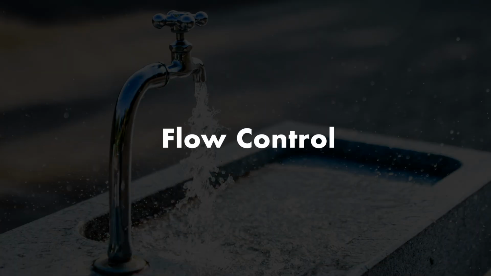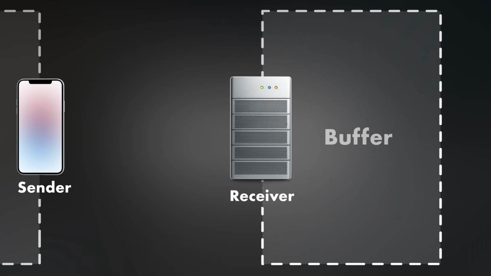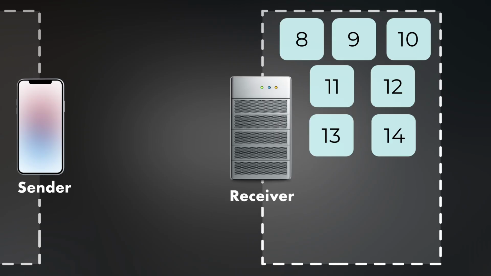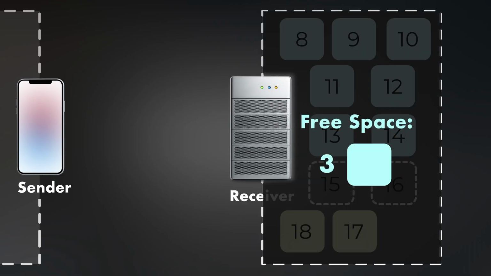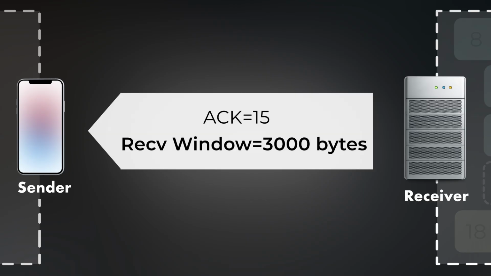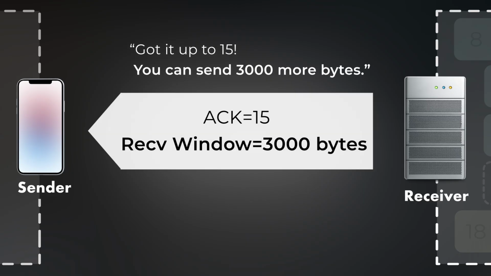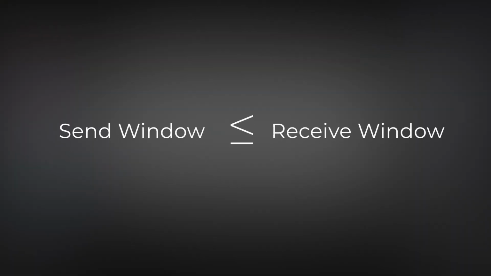First, flow control. The receiver has a buffer that temporarily stores data, both the parts that haven't been processed by the application yet, and any out-of-order segments that arrived early. Obviously, that buffer isn't unlimited, so flow control makes sure the sender doesn't overflow it. The receiver tells the sender how much free buffer space it has left by including this value in each ACK. This leftover space is called the receive window. Therefore, the send window must always be no larger than the receive window.